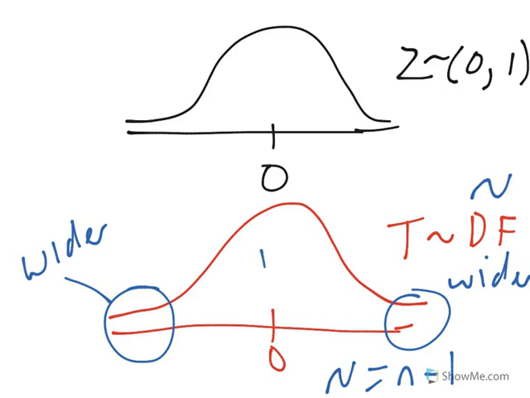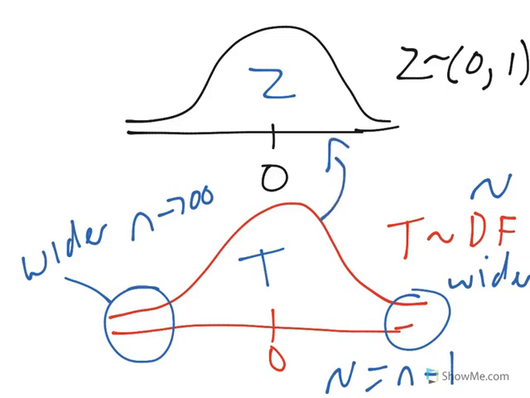Again, this is the T and this is the Z. They look identical. The only difference is the T's a little fatter in the tails. Well, what ends up happening as n gets large, as n approaches infinity, is that the larger your sample, the T becomes the Z.